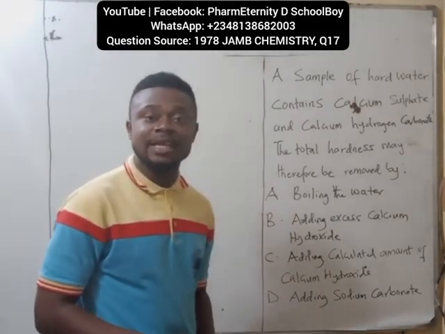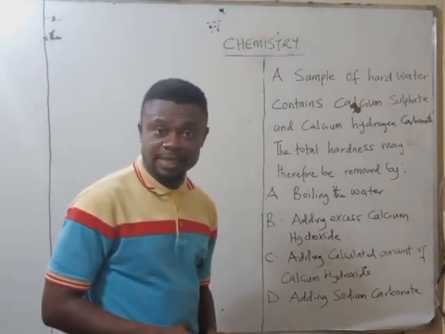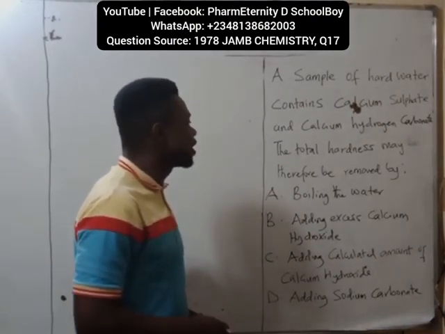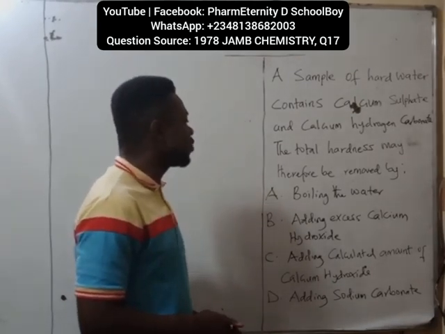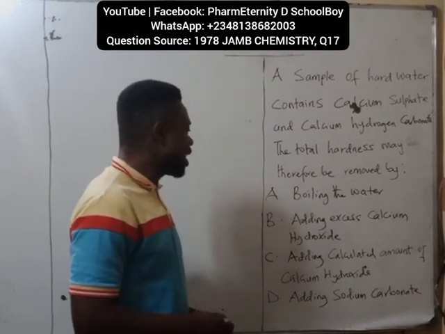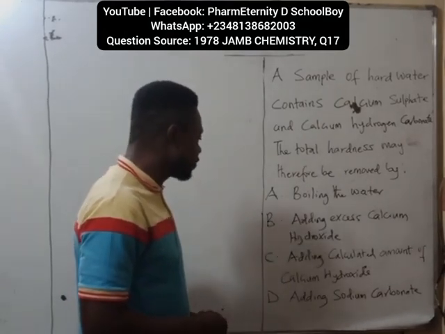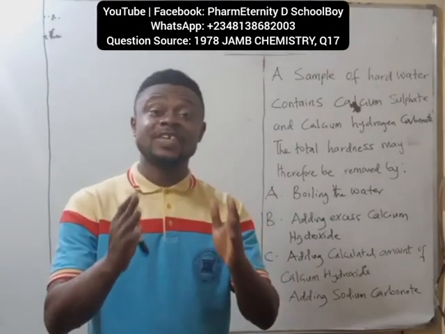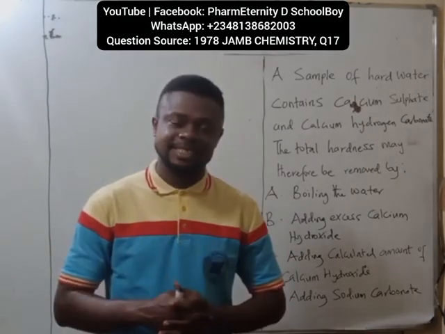Today we are going to take a look at chemistry and we have a question on the board. The question says, a sample of hard water contains calcium sulfate and calcium hydrogen carbonate. The total hardness may therefore be removed by A, boiling the water, B, adding excess calcium hydroxide, C, adding calculated amount of calcium hydroxide, D, adding sodium carbonate. This question has to do with hardness of water and how to remove the hardness.